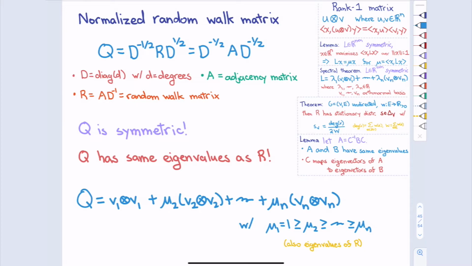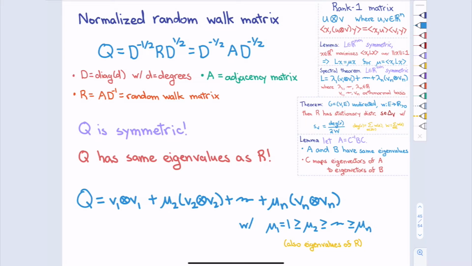Why is the first eigenvalue of Q equal to 1? It's the biggest eigenvalue, by Perron-Frobenius, and the fact that Q has the same eigenvalues as R. So that extends immediately to Q. That means the smallest eigenvalue is at least negative 1 as well. Okay. So Q breaks down very nicely in some orthonormal basis, v1, v2, and so on up to vn.